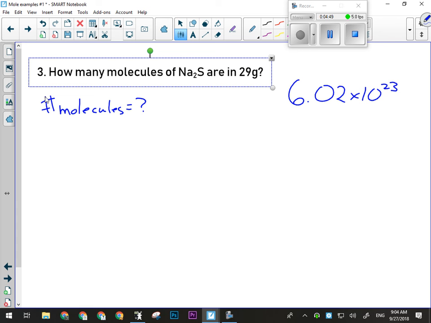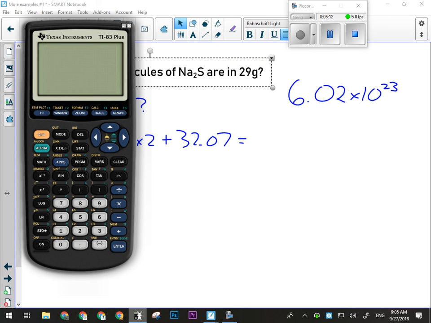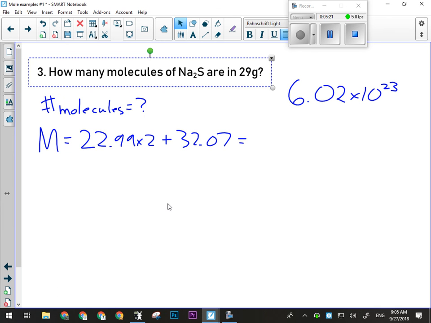We're told it's sodium sulfide, so we can calculate the molar mass. We got 22.99 times 2, the 2 sodiums, plus 32.07 for our sulfur, there's only one of that. So we're going to go 22.99 times 2 plus 32.07. And we got 78.05 grams per mole.